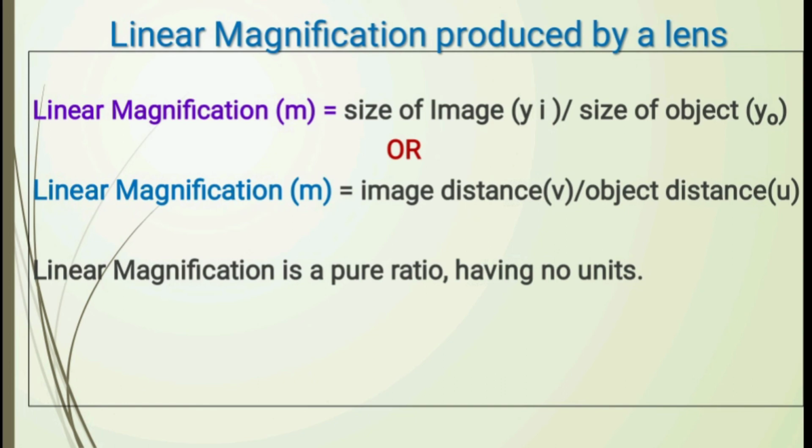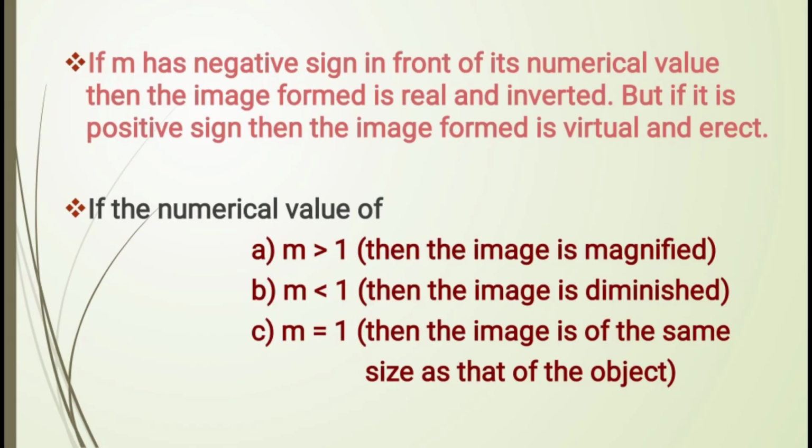The mathematical value of linear magnification will give us the idea about the characteristics of the image formed. If m, that is linear magnification, has negative sign in front of its numerical value, then the image formed is real and inverted. Otherwise, the image formed is virtual or erect. If the numerical value of m is greater than 1, then the image is magnified. If m is less than 1, the image is diminished. If m equals 1, then the size of the image and the size of the object are equal to each other.